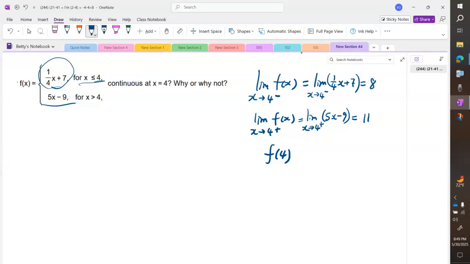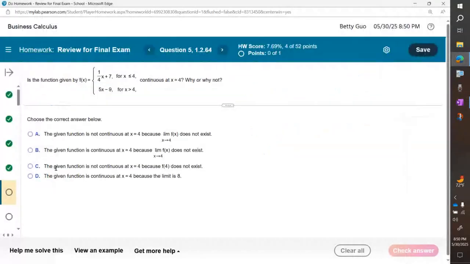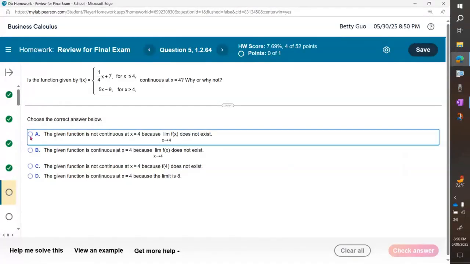So we don't really have to continue. We know this function is not continuous at 4 because the two one-sided limits are not equal to each other. We can make a decision. The function is not continuous because the limit does not exist.